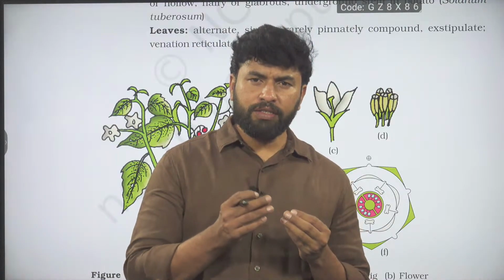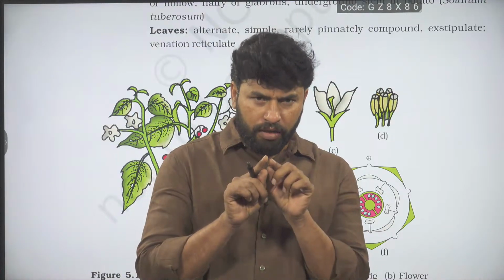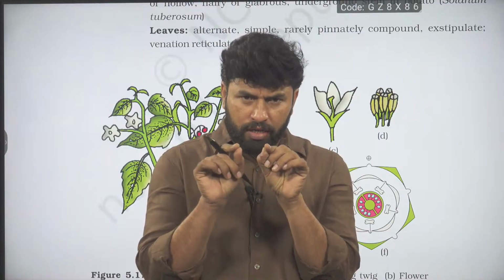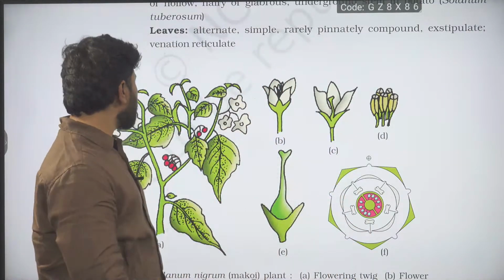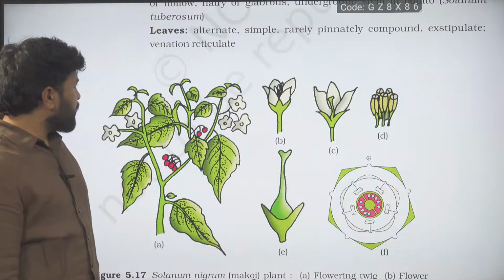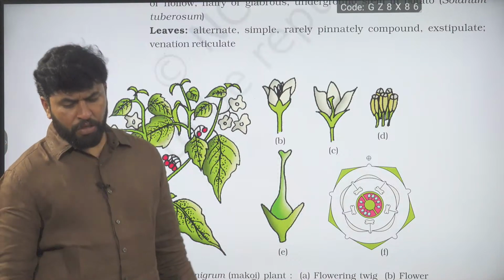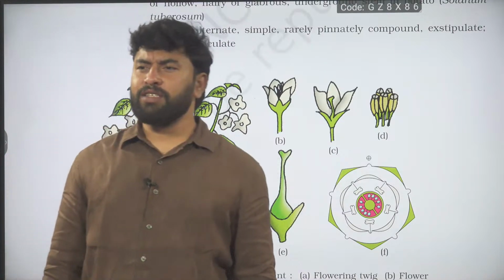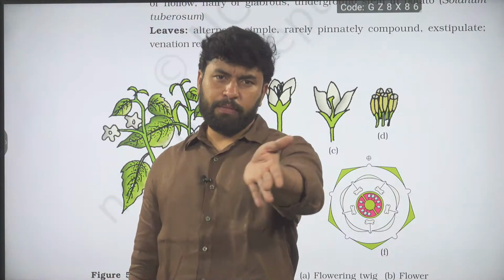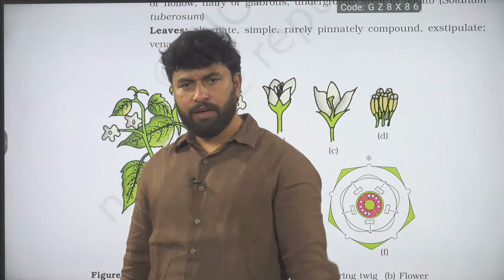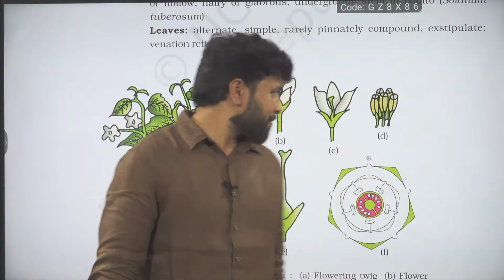Do you remember what stipules are? At the origin of the leaf, the petiole, on the stem, two small leaf-like extensions develop. They are called stipules. Venation is reticulate. You need not remember whether the venation is reticulate or parallel, because if you know this family belongs to dicot, it must have reticulate venation.